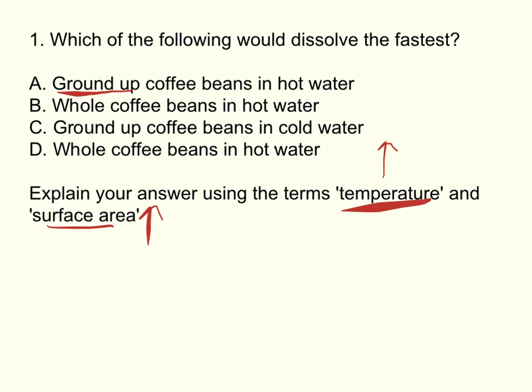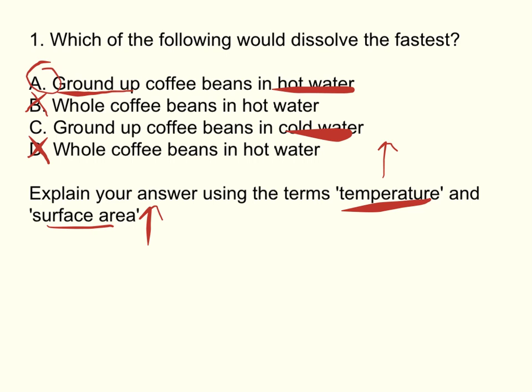Well, ground up always has, it's like a powder, that has more surface area, so we can automatically eliminate B and D, because those are whole coffee beans. Then we're just left with hot water or cold water. Well, hot water has a higher temperature, so A would be the correct answer.